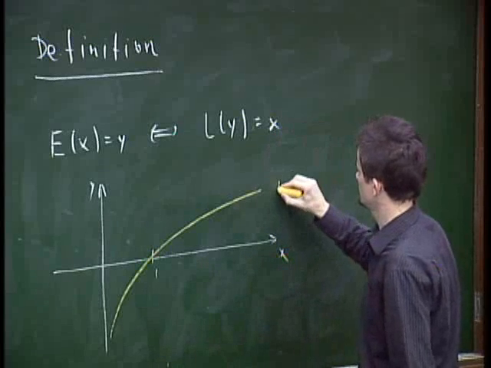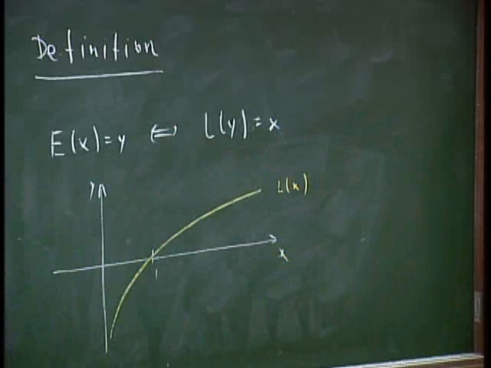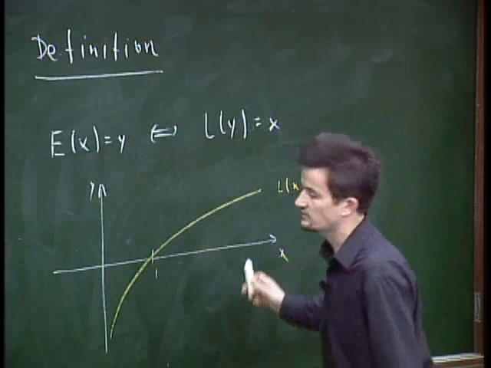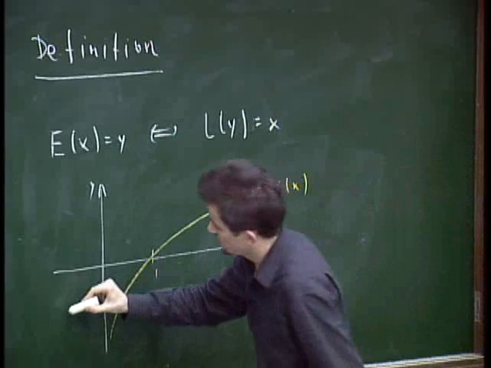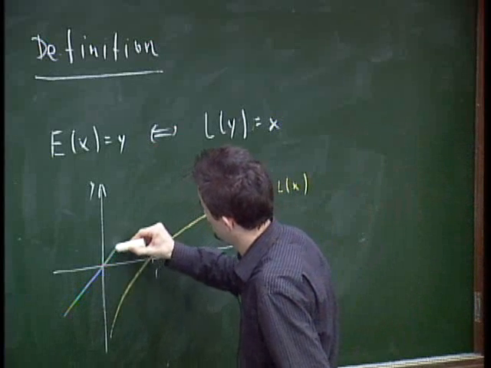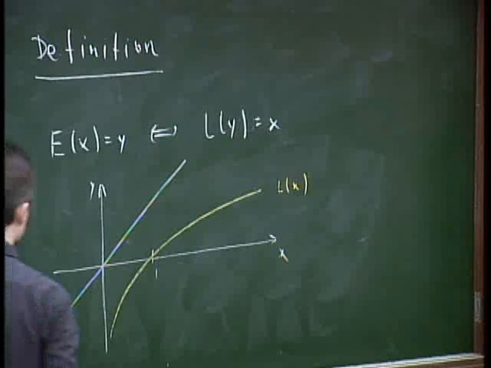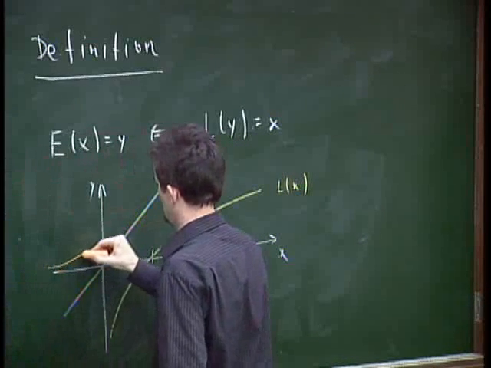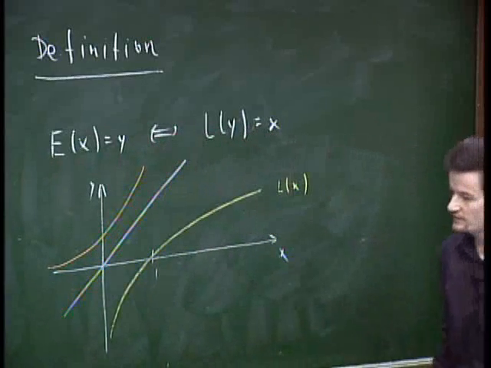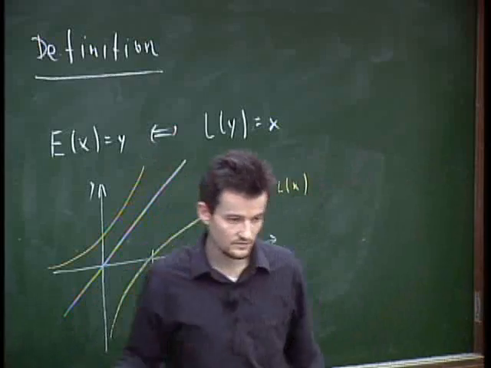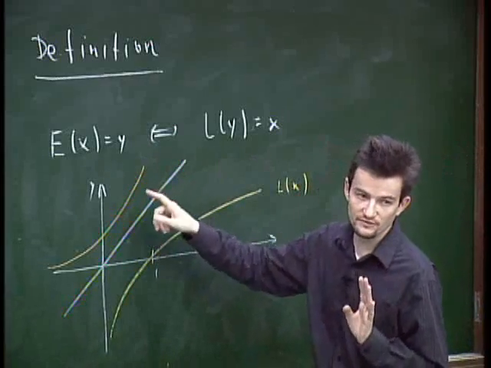Okay, so this is L of x. We know that the graph of the inverse function is obtained by reflecting about the line y equals x. So if you look at this line here, then the graph of the inverse function looks like this here.